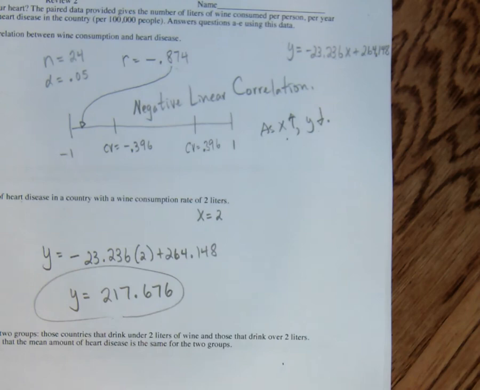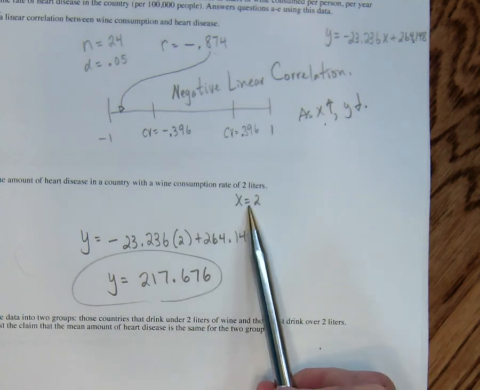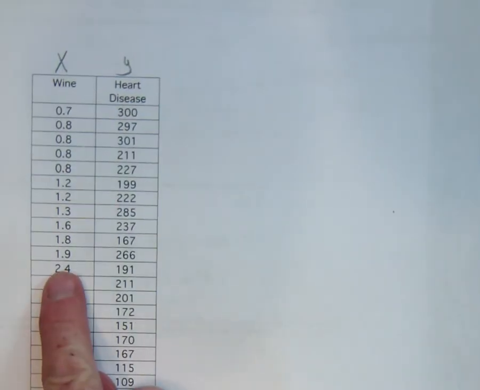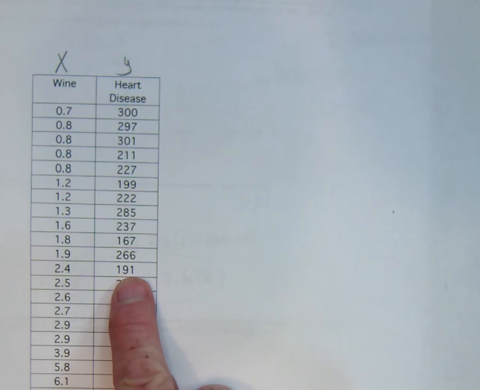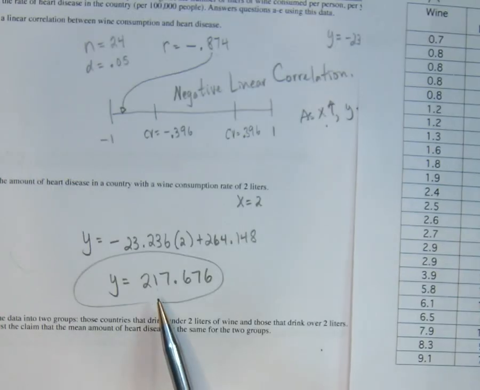217.676. And then in order to see if that answer makes sense, what you could do is go back to the list of data and see if x equals 2, does it make sense that y equals 217? So if x equals 2, that would be approximately right in here between the 1.9 and the 2.4. Then over here, it should be somewhere between 266 and 190. So is our answer between 266 and 191? 217. Yep, that makes sense.